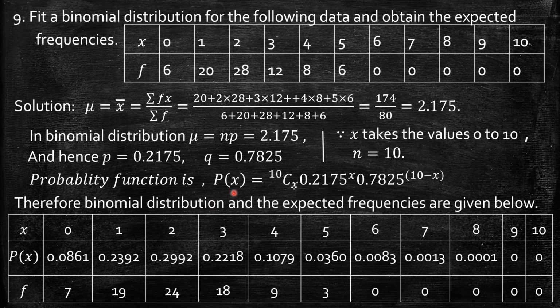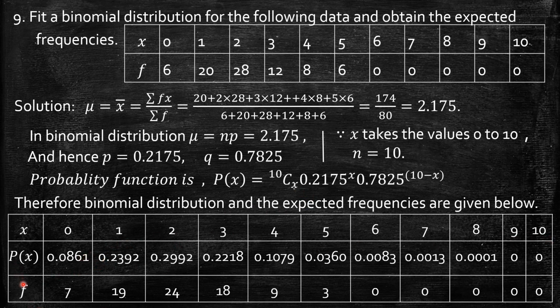So when x equals 0, that is 10C0 into 0.2175 to the power 0, into 0.7825 to the power 10 minus 0. So that means P of 0 is 0.7825 to the power 10, that gives 0.0861. Likewise, for each value, by substituting x equal to 0 to 10, I got all this data.